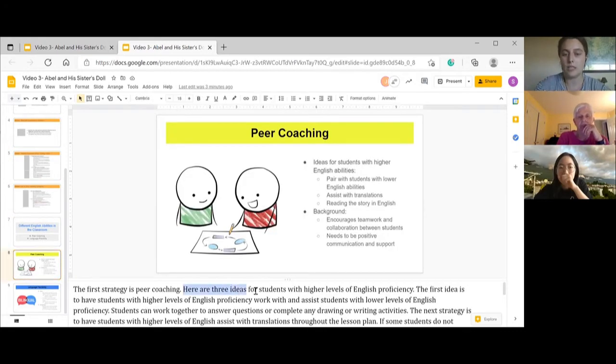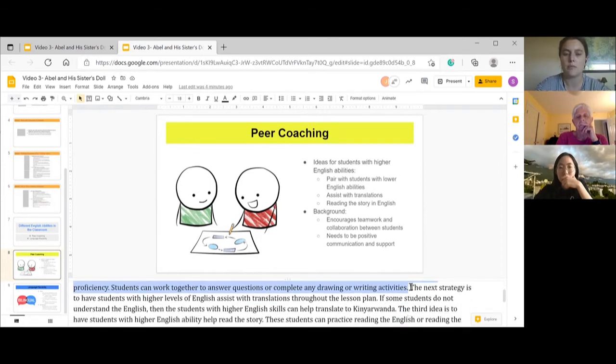And we have 3 ideas here for students with higher levels of English proficiency. The first idea is to have students with higher levels of English proficiency work with and assist students with lower levels of English proficiency. So students can work together to answer questions or complete any drawing or writing activities. In the lesson plan, we showed you the middle section. That one has lots of questions. And so you can easily have that be a partner activity, and students can work together to understand the English and think of a response together to the question.